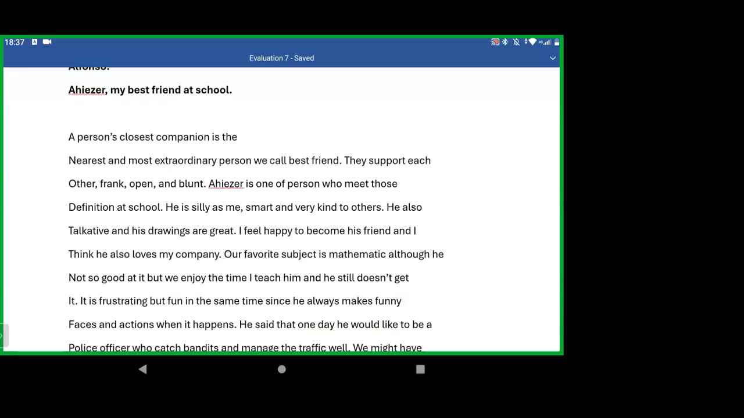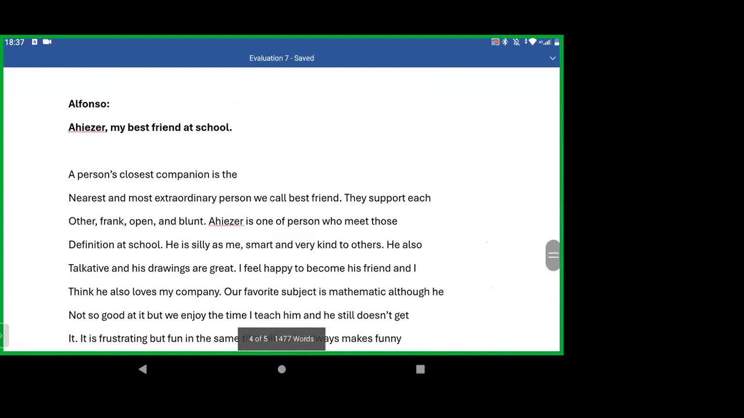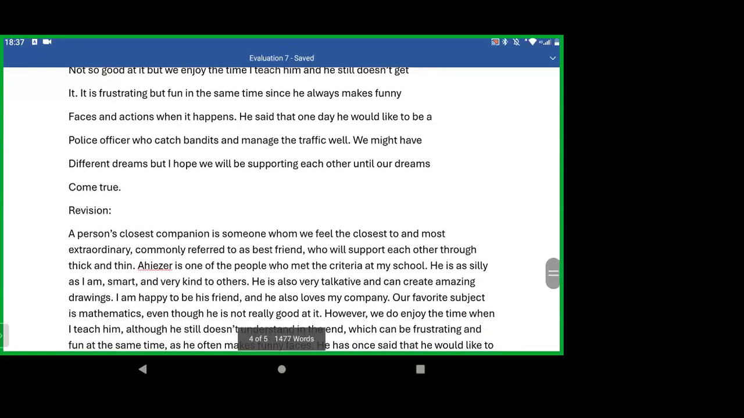And most extraordinary person, commonly referred to as best friend. I'm trying to emphasize that best friend is what we refer to this person as. Our closest companion we refer to as best friend, or we call them our best friend. It's technically the same thing. So yes, commonly referred to as best friend. It sounds more formal and it's easier to comprehend.